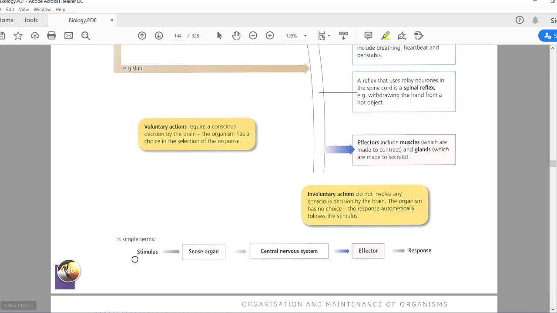The process, as we explained before: a stimulus, then we will have a sense organ, for example, the eye or skin. This stimulus will stimulate the sense organ. Then this sense organ, through a sensory neuron, will send an impulse to the central nervous system. The central nervous system will give an order through a motor neuron to the effector, which is an organ, and this organ will respond. This is the main diagram, the diagram that shows the process of reflex action.